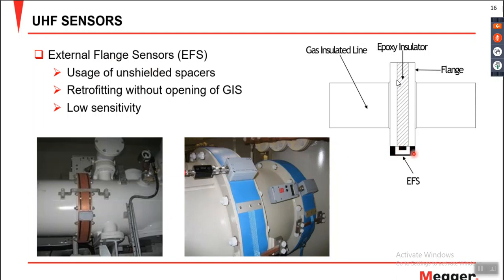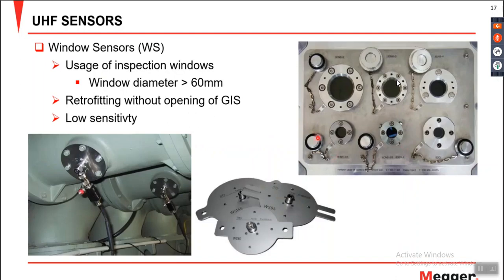And the important thing is you need an open part of your insulator, because the electromagnetic waves or signals cannot pass through the metallic body, but they can pass through the insulation of your epoxy insulator. So you can connect the EFS sensor on the unshielded part of your insulators. Or, in earlier, old GIS, we have inspection windows which can be greater than 60 mm in diameter. If you have a window diameter greater than 60 mm, you can use window sensors for decoupling these UHF signals for the PD measurement.